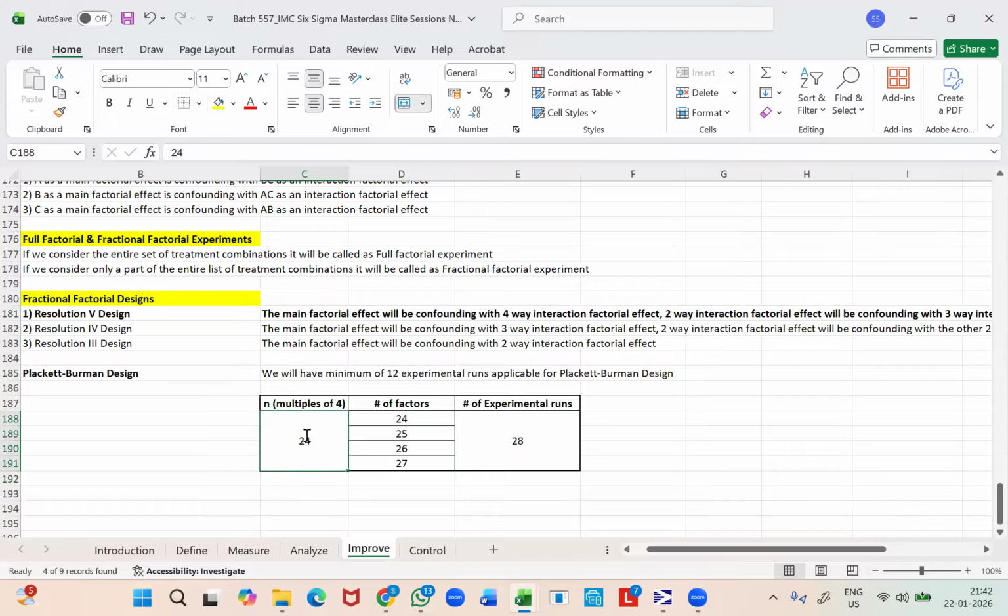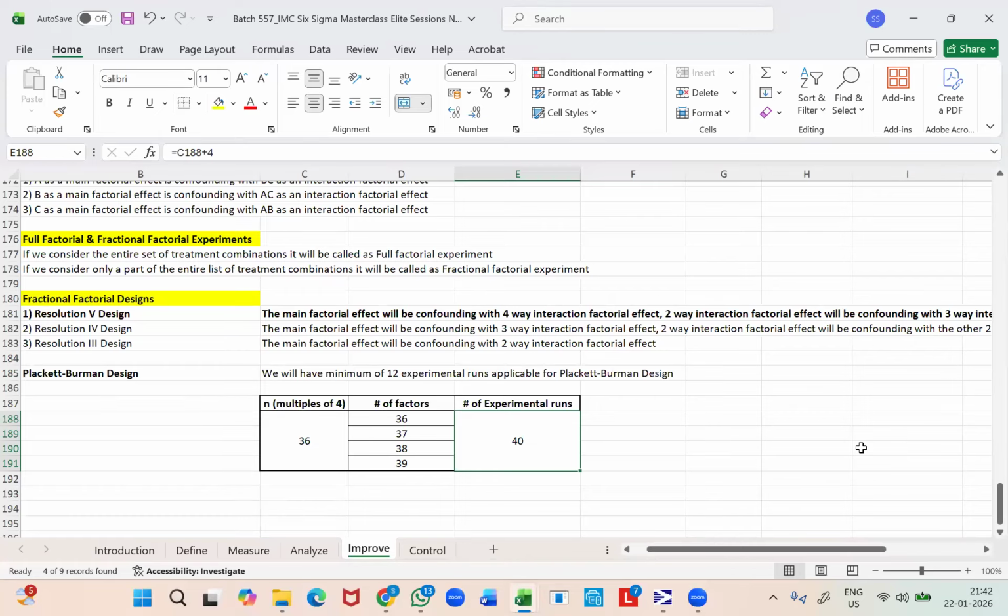And for 28 as n value, for the number of factors 28, 29, 30, and 31, we will have 32 experimental runs. And then for 32 as the n value, so for number of factors 32, 33, 34, and 35, we will have 36 as the number of experimental runs, and then 36 as the n value. So for the number of factors 36, 37, 38, and 39, we will have 40 experimental runs.